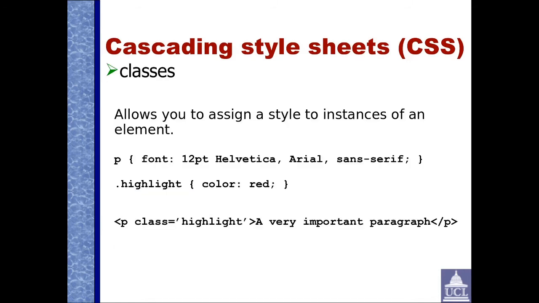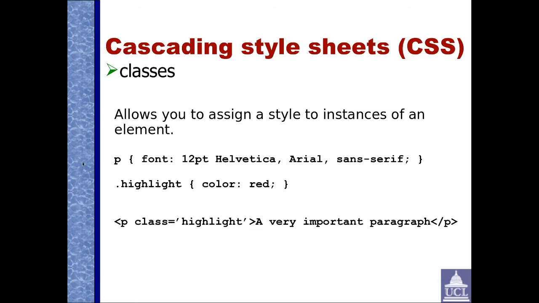Now, the example that you've seen already was all very well, but it only allowed you to assign a style to the element itself and therefore to every instance of the element. So, for example, we saw setting the font for a normal paragraph of text. Well, what if you wanted to be able to do something like highlight a particular paragraph of text and show that in red, for example? Well, the example here shows you how you would do that.